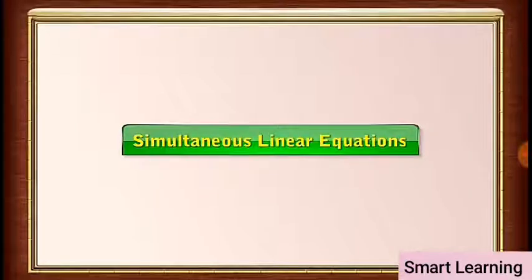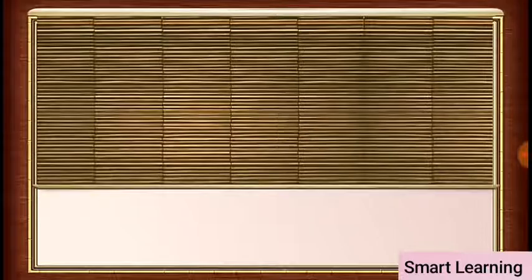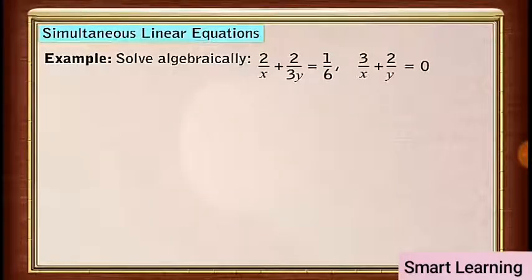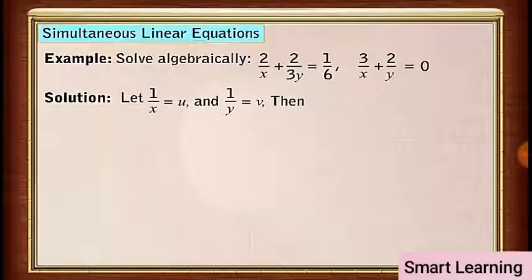Simultaneous linear equations. Let's look at our example. Solve algebraically 2/x + 2/(3y) = 1/6 and 3/x + 2/y = 0. Let us look at the solution.